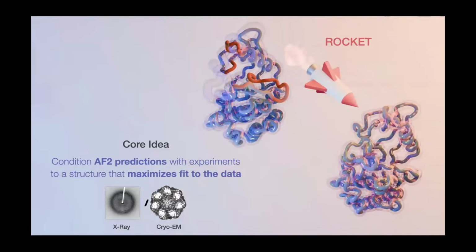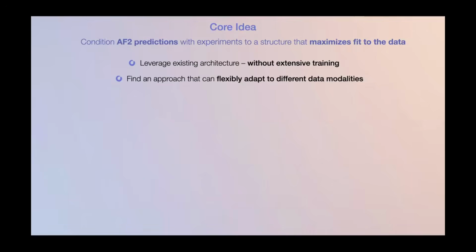So the concept is that we condition predictions from AlphaFold 2 with experiments, so that an initial prediction that might not fit the experimentally collected data is then turned into a prediction that maximizes fit to the data. And right now, Rocket works with either X-ray intensity data or structure factors and cryo-EM half maps.